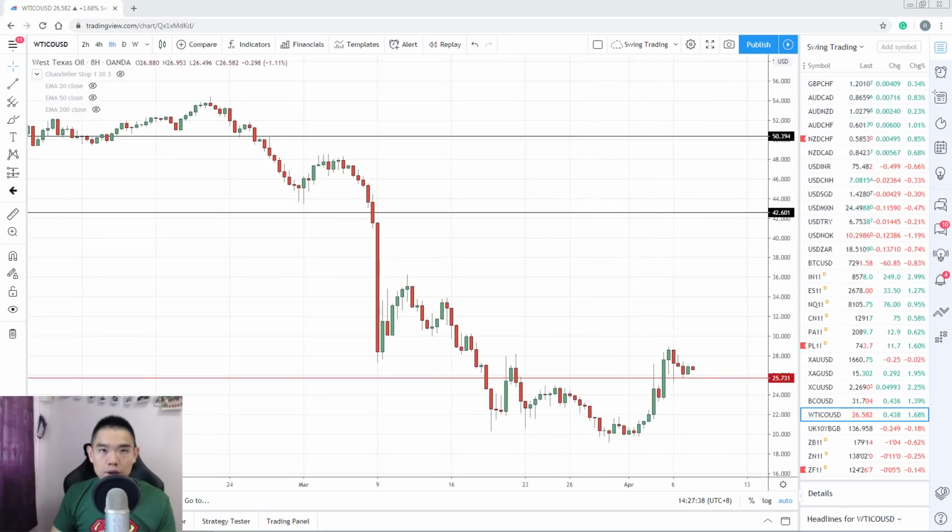So at this point in time, you can observe that this market structure has formed a potentially higher low over here. Now, has it formed a higher high? Well, not quite. Only if the price breaks above this high, then we can see that there is a higher low and a higher high, and we can see that buyers are potentially in control and the price could head up higher.